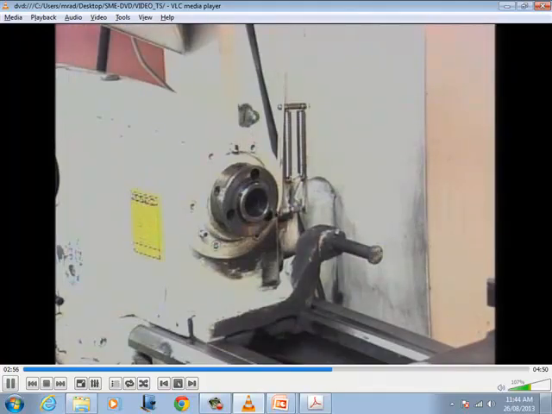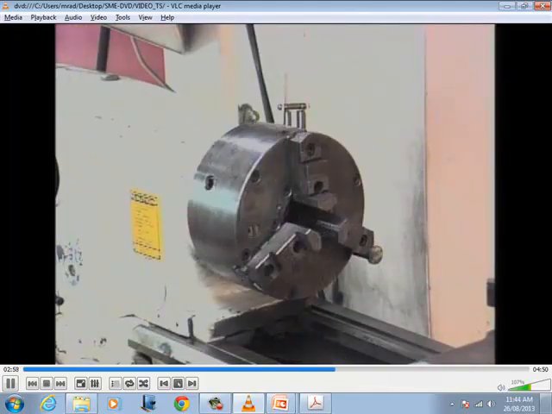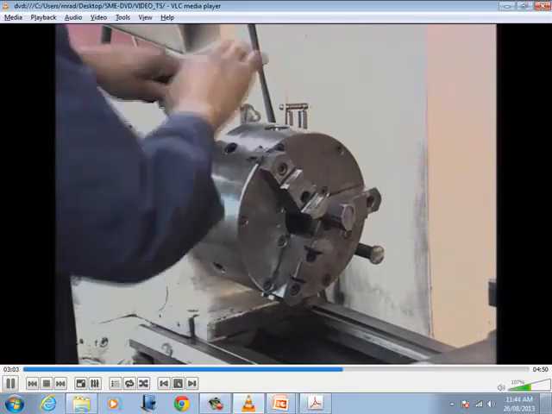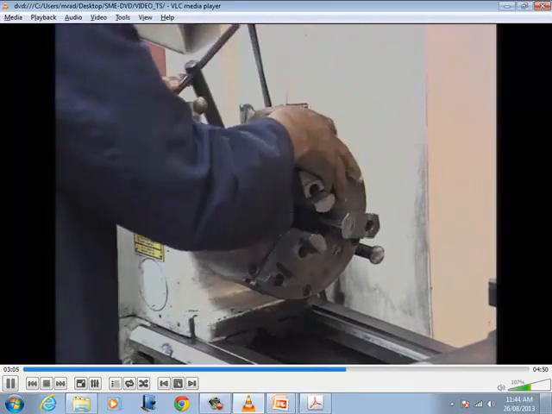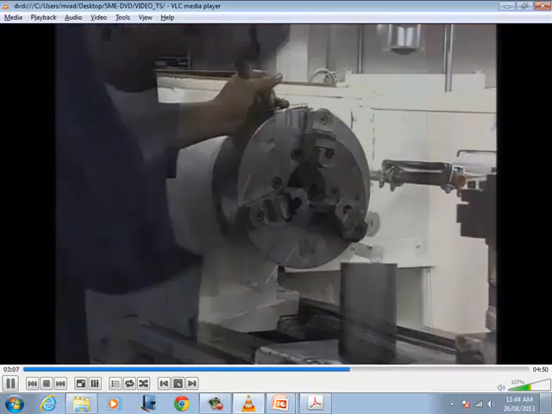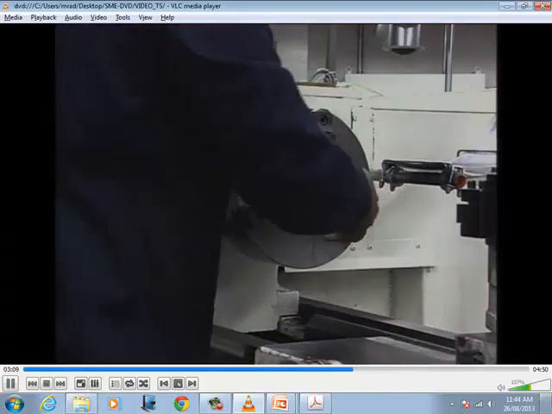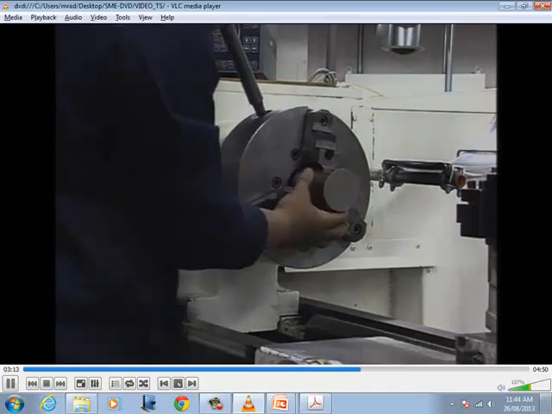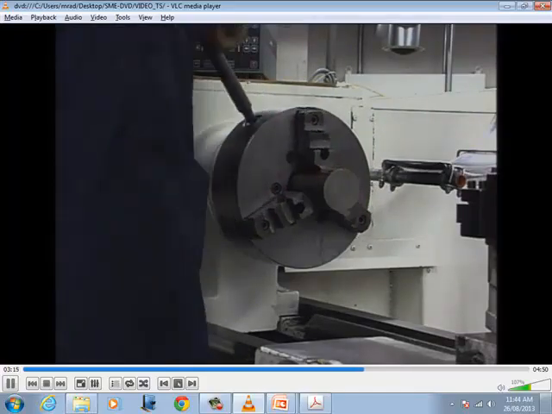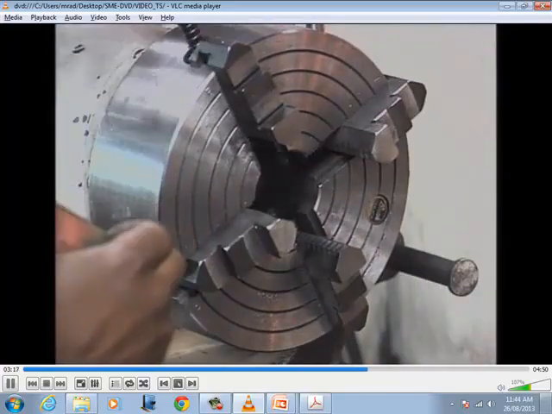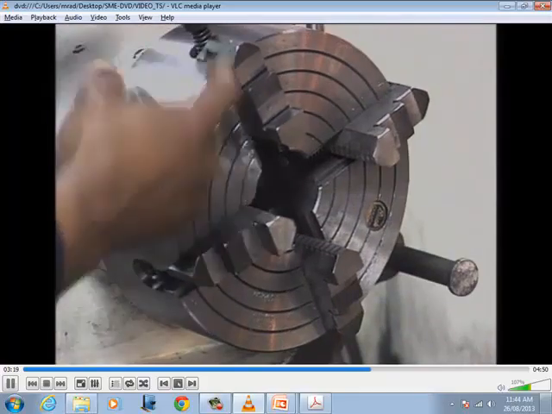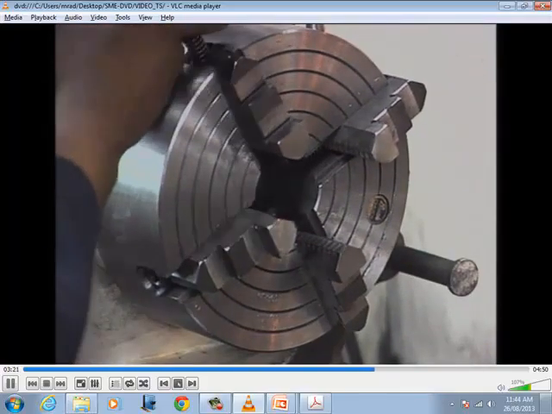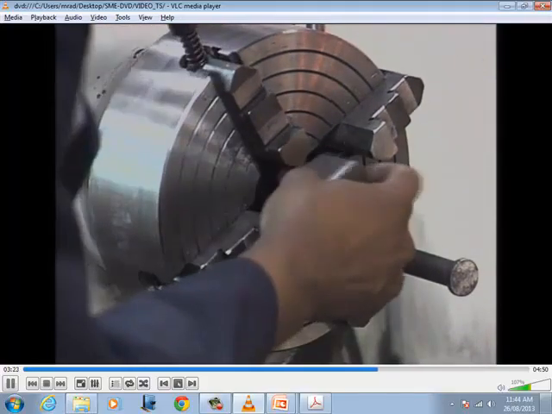Chucks fit on the spindle nose of the lathe and hold short, large diameter work. There are many types of chucks, and they are either manually or power operated. 3-jaw universal chucks are the most common. All 3 jaws move in tandem to grab a round workpiece, center it, and grip it. Irregularly shaped workpieces may be held in 4-jaw chucks, in which the jaws adjust independently.